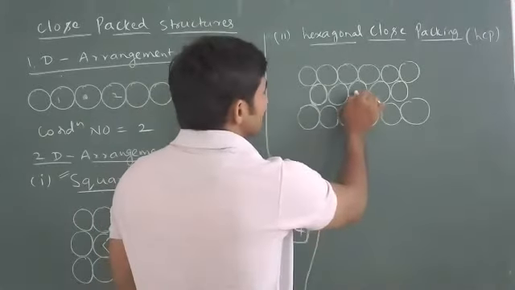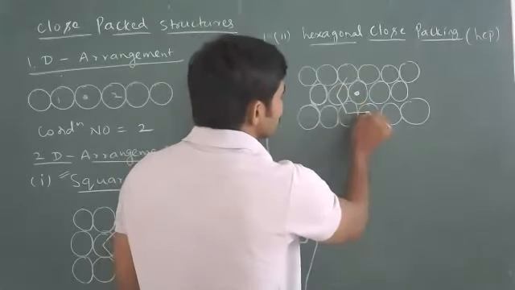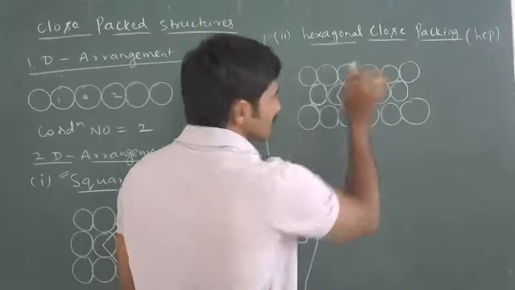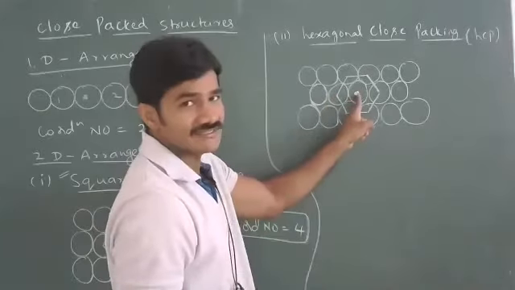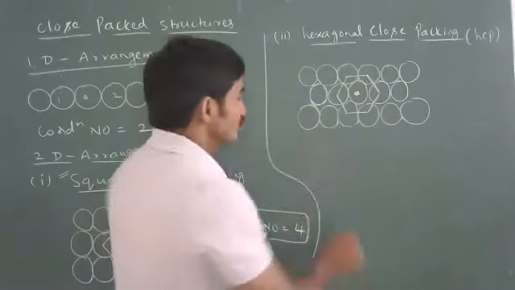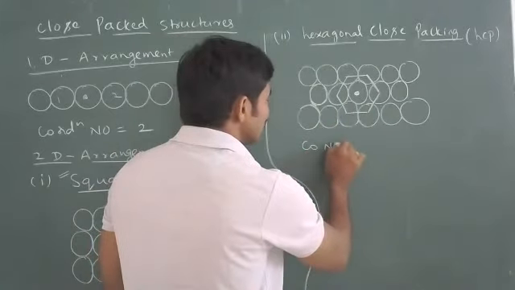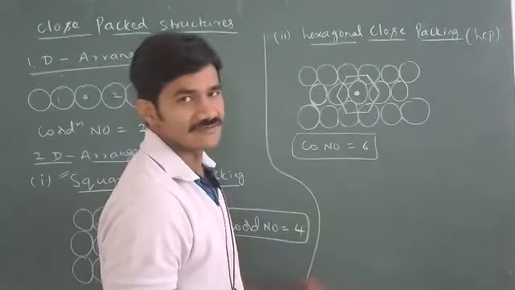You can see in this type of arrangement, if you take any one atom, we can find one hexagon. There are 6 atoms touching this atom. If you take this atom, there are 6 atoms touching. 1, 2, 3, 4, 5, 6. So the coordination number we write here is 6.